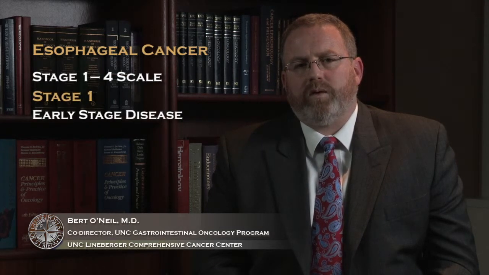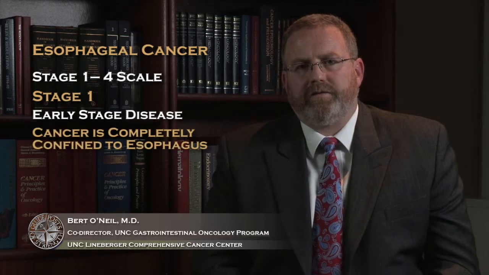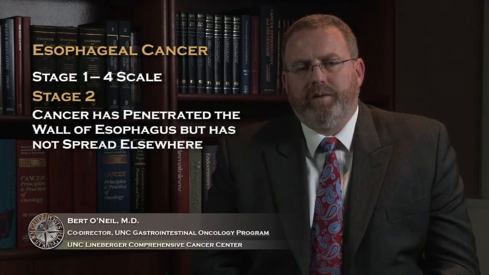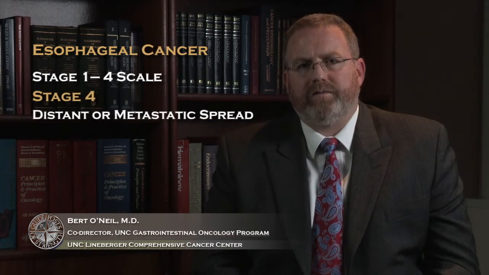Esophageal cancer is staged on a 1 to 4 scale. Stage 1 meaning early stage disease where the cancer is completely confined to the esophagus and has not penetrated the wall of the esophagus. Stage 2 typically meaning that the cancer has penetrated the wall of the esophagus but has not spread elsewhere. Stage 3 implies lymph node spread, and stage 4 implies distant or metastatic spread.